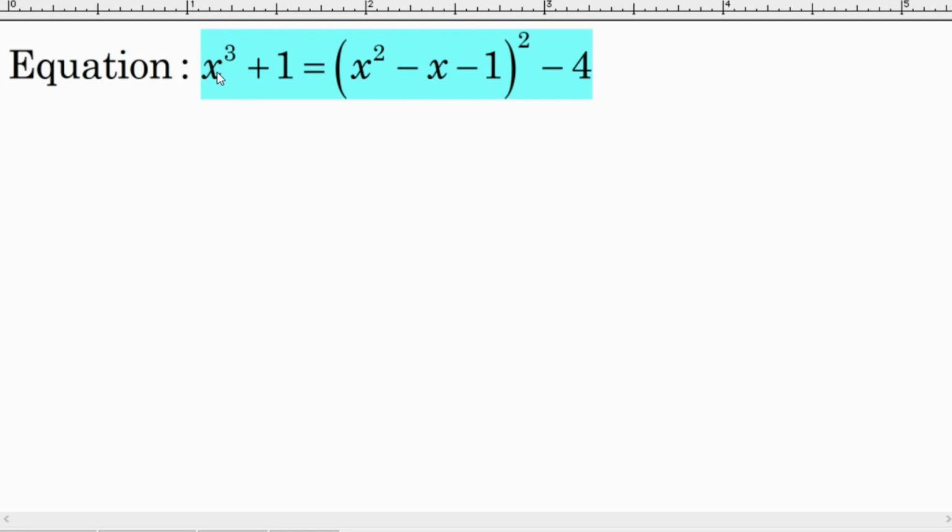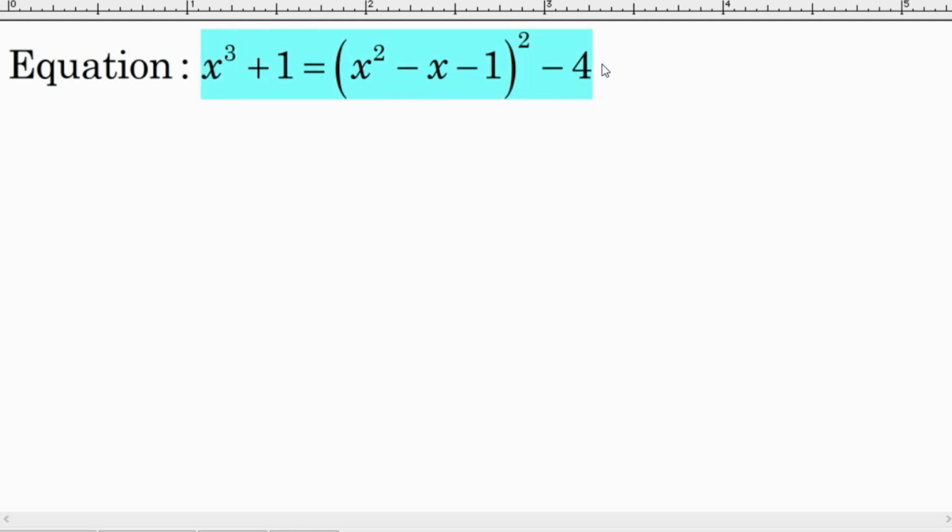Here we have the equation x cubed plus 1 equals (x squared minus x minus 1) all squared, and then minus 4. If you would like to give this question a try, please pause the video, and if you are ready, please keep watching.